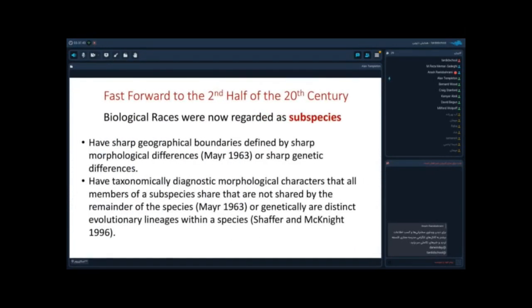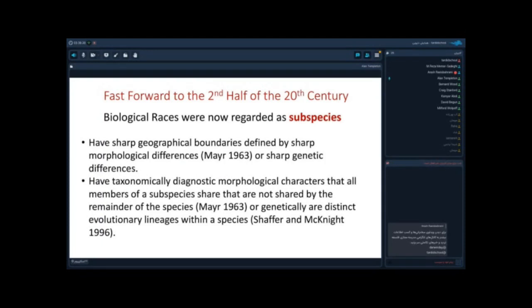So now let's skip 100 years and fast forward to the second half of the 20th century. One advance had been made. By that time, there was beginning to be a consensus that biological races were just a synonym for subspecies. And during the evolutionary synthesis, Ernst Mayr, a very famous systematist who contributed to that synthesis, spent a lot of time defining subspecies in a kind of pre-genetic environment. And he said that a subspecies has to have sharp geographical boundaries, sharp morphological differences associated with these boundaries. And of course, nowadays, we would add that sharp genetic differences have to exist across these geographical boundaries.